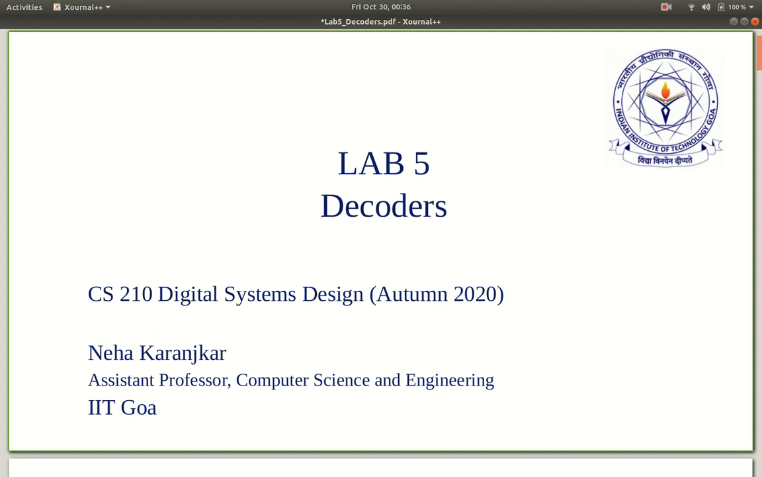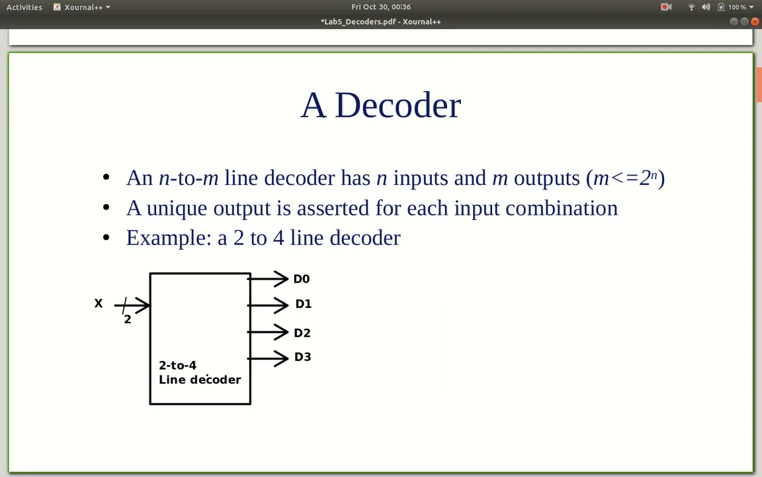Welcome to Lab 5. In this lab we are going to build decoders. A decoder is a very useful combinational circuit which is used for decoding the input combinations. Each output of a decoder corresponds to one input combination, and when the input matches that combination, only that output is asserted and all of the others are deasserted.